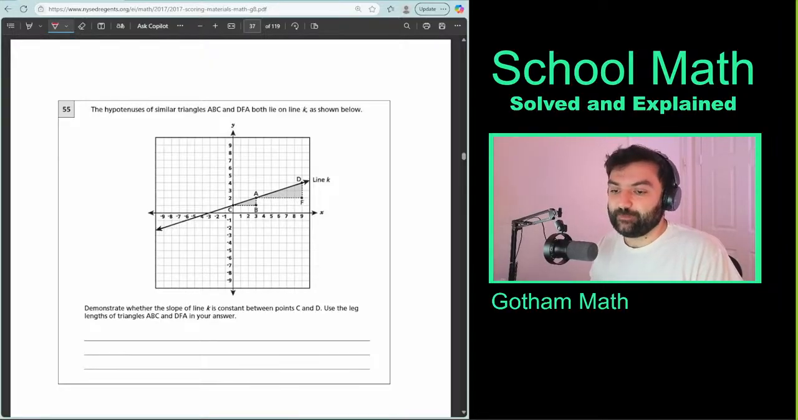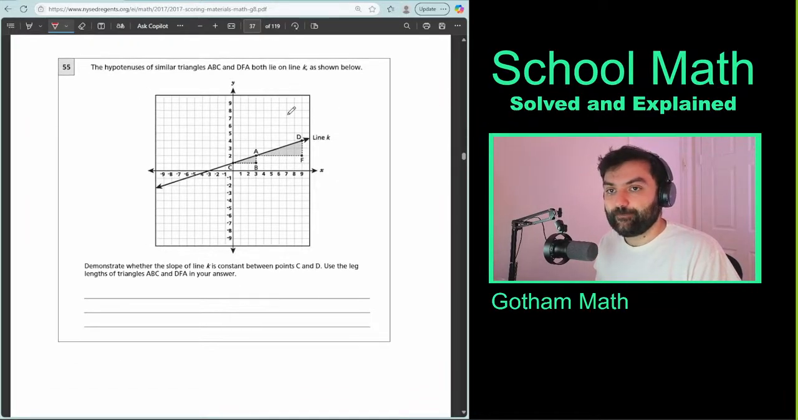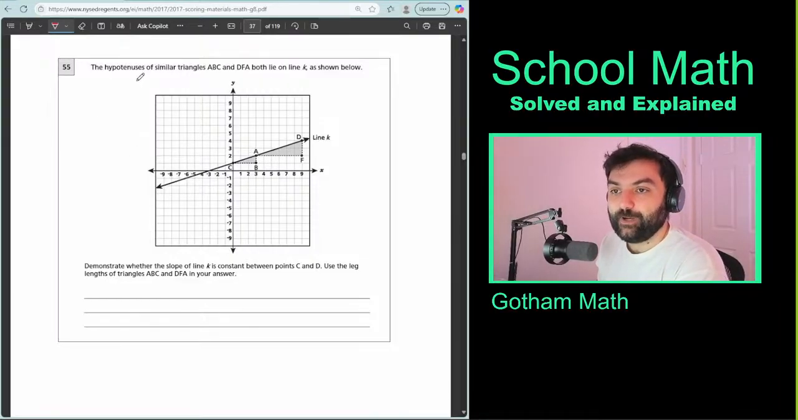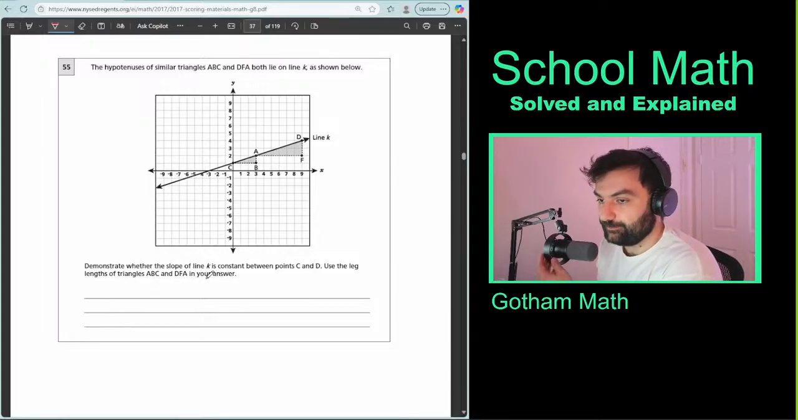Since it's just the second part of a video that's already been started and released, we'll just continue here because we stopped at question number 55, and that's a question that has a linear graph. The hypotenuses of similar triangles ABC and DFA both lie on the line K as shown below. Demonstrate whether the slope of line K is constant between points C and D. Use the leg lengths of the triangles ABC and DFA in your answer.